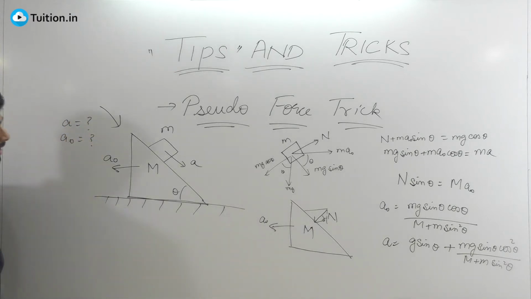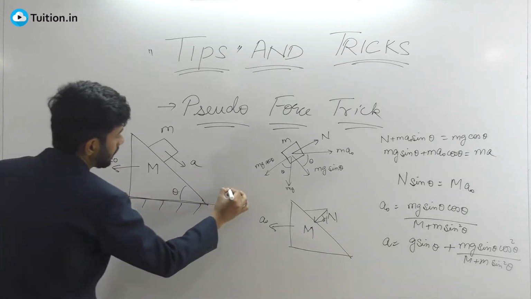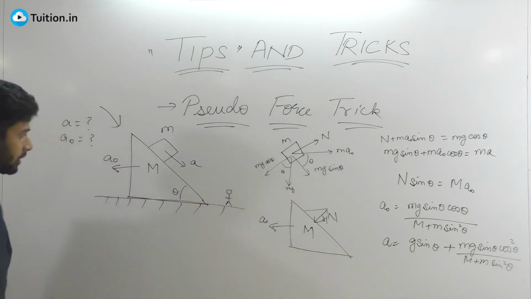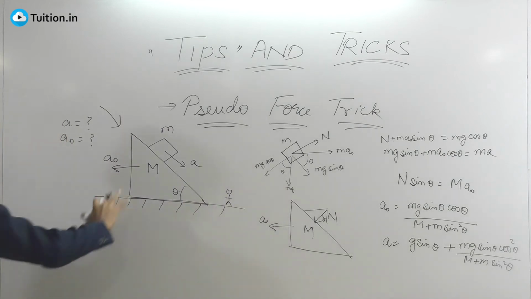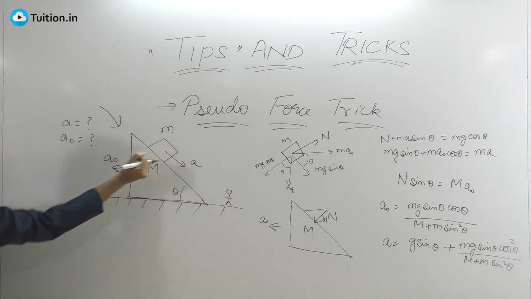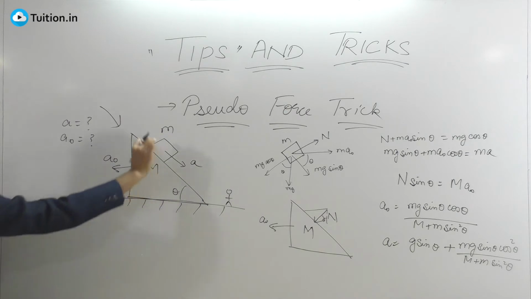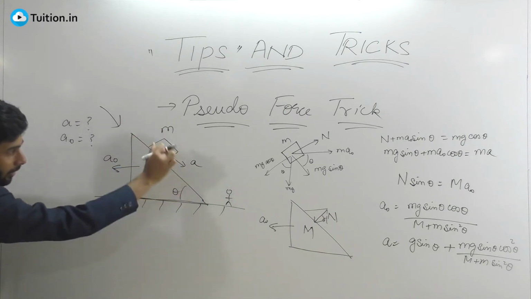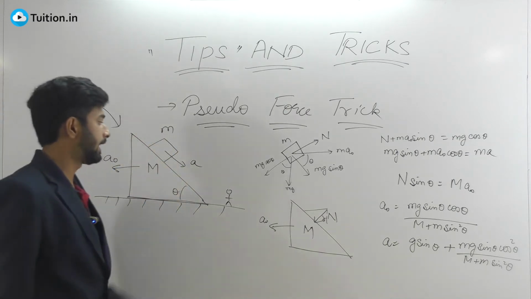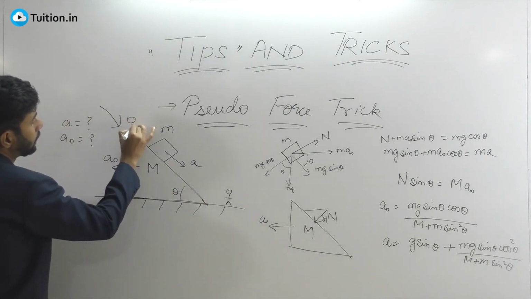Well, this problem can be done by multiple methods. The first is you place yourself here on the ground. If you place yourself on the ground, what you will see is that this mass m is moving down, at the same time moving towards a naught slightly, right? So it will be like a curved path, but that path is very difficult to find if you do it from the ground frame. But what if you place yourself on the wedge?